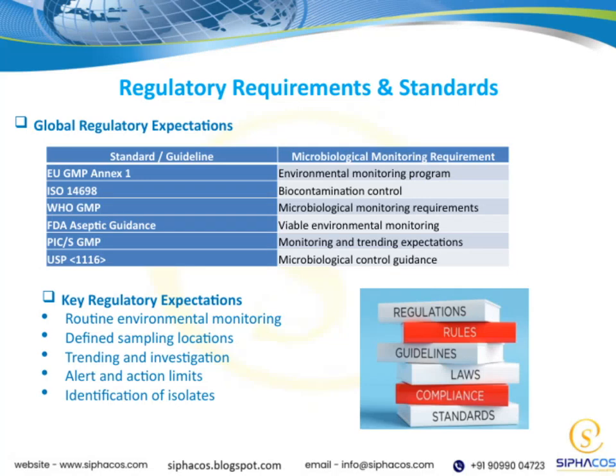When it comes to regulatory expectations, there are several key elements we need to keep front and center. Routine environmental monitoring is essential. It's about regularly checking our surroundings to catch any issues early. We need clearly defined sampling locations, so we know exactly where to test. Trending and investigation help us spot patterns and respond quickly. Alert and action limits tell us when to step in. And identifying isolates ensures we understand what we're dealing with.